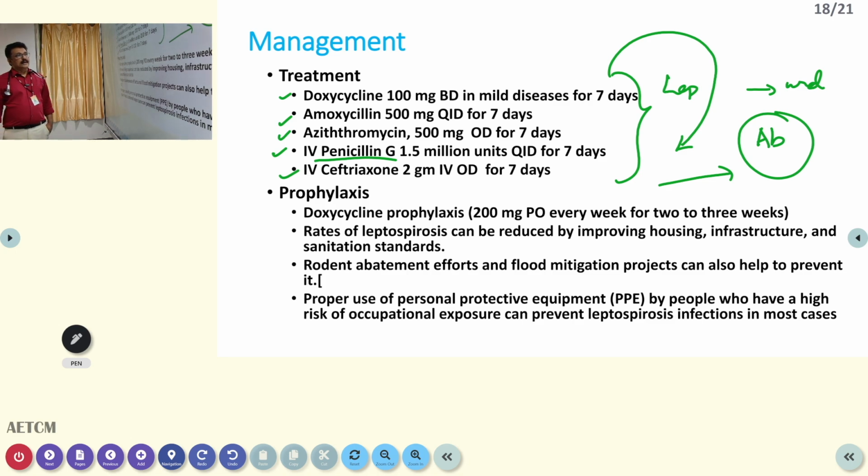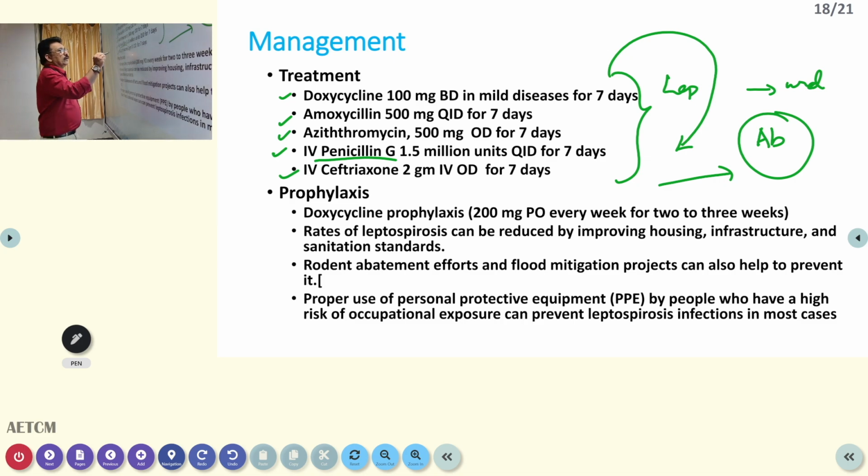Even then we can continue the antibiotic because the number of organisms is very high. The further progression of the antibody mediated multi-organ dysfunction can be minimized. That's all. So you can give doxycycline 100 milligram BD if the patient is coming to the clinic, and you can even give that as an IV. Amoxicillin can be given 500 milligram QID, or amoxicillin like augmentin can be given for 7 days. Azithromycin 500 milligram once daily. Crystalline penicillin can be given. Ceftriaxone also can be given.